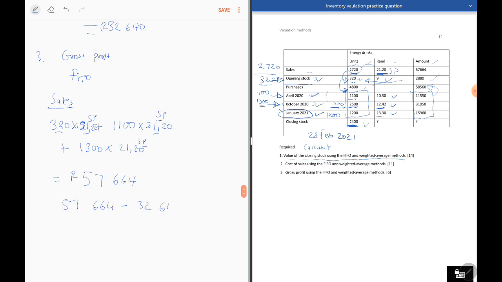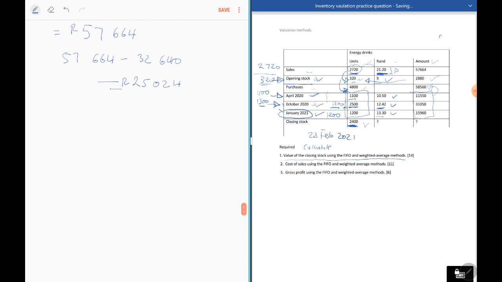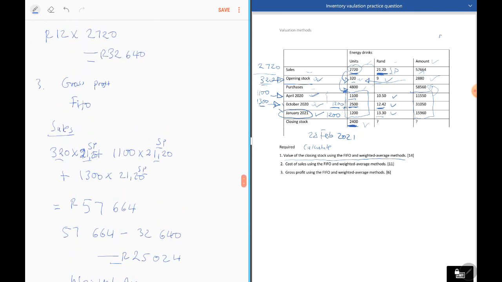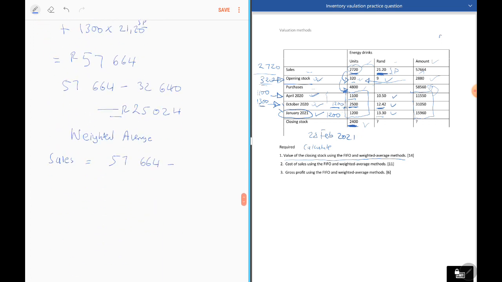So your gross profit will be 57,664 minus 32,640, which will give you 25,024 rands, right? 25,024 rands. That's your gross profit based on the FIFO. Based on the weighted average method, you know that your sales price won't be different, guys. It will still be the same. What will be different is the cost of sales. So you subtract the cost of sales for weighted average. It's this 32,640.